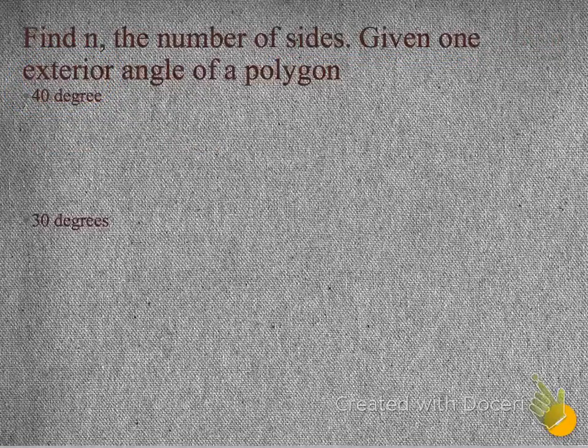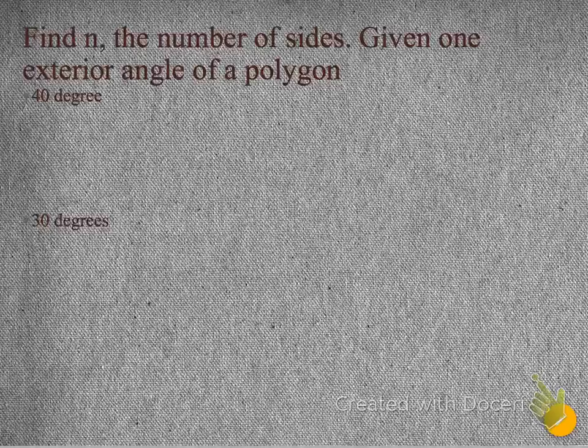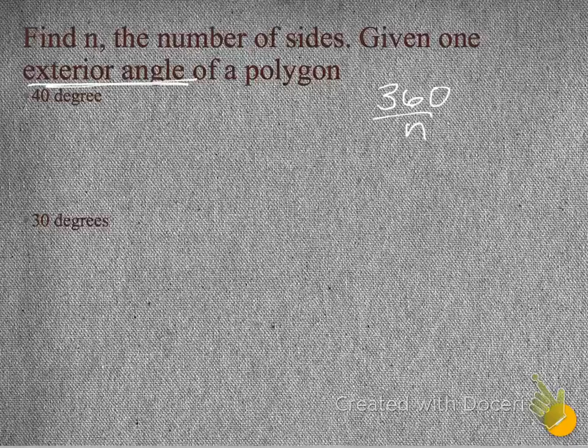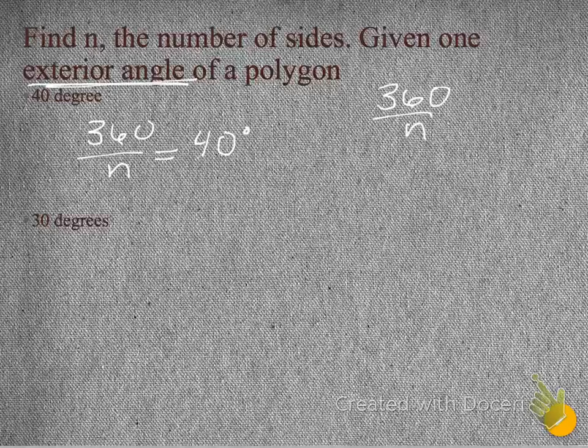So find n, the number of sides given one exterior angle of a polygon. Well, if we have the exterior angle, we know if we were trying to find it, we would take 360 divided by n. But we're given the degrees this time. So we're going to take 360 divided by n, but we don't know what n is. We just know that if we would have done this, it would have given me an exterior angle of 40 degrees. Because 360 divided by n is the equation to find one exterior angle.